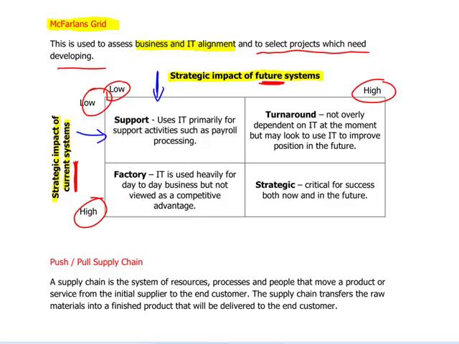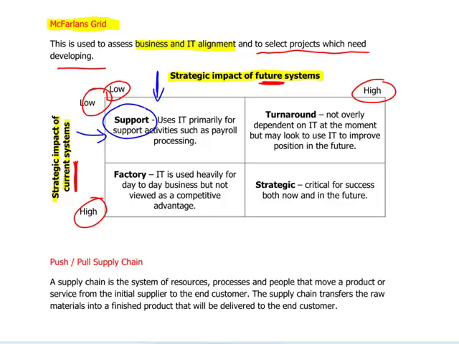Here, McFarlan's grid classifies it as a support function. So it uses IT primarily for support activities, and the example given here is payroll processing. So processing payrolls, not a sort of high strategic importance either now or in the future. So it's very much a support function.